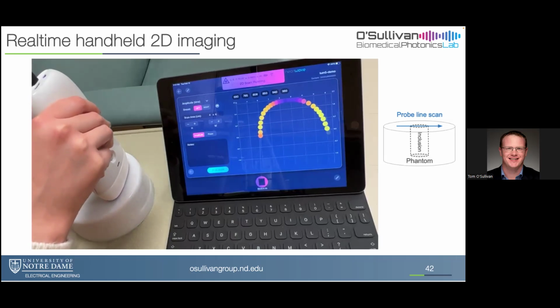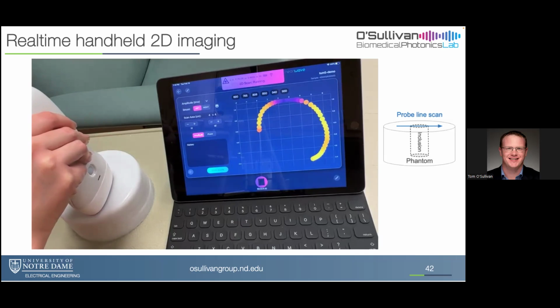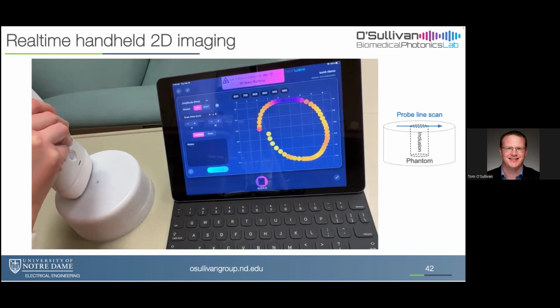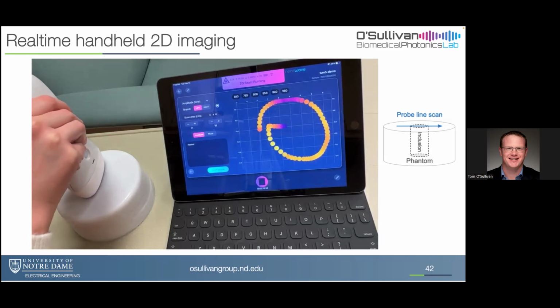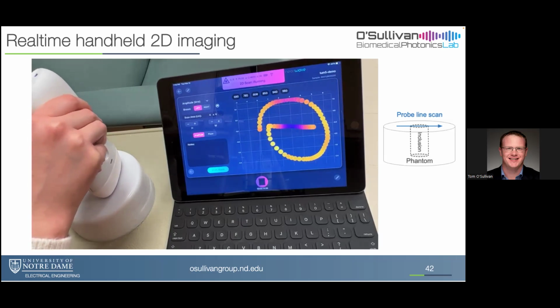This is plotting amplitude with wavelengths. And you can see that reduction in amplitude is just giving that inclusion on the phantom in real time.